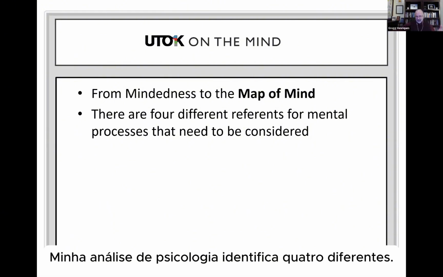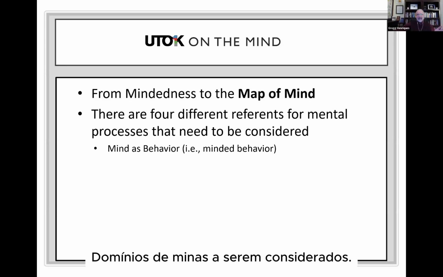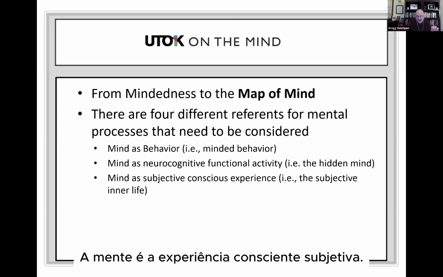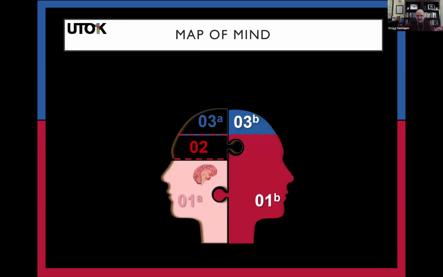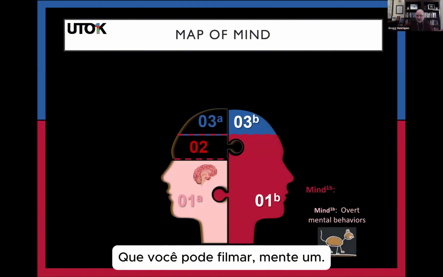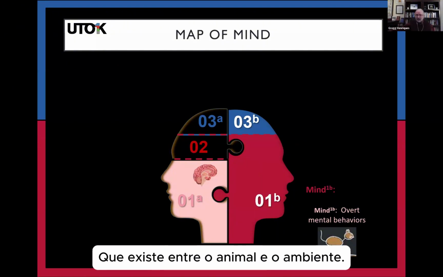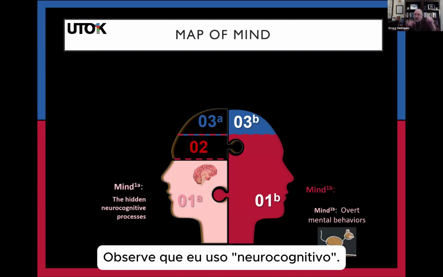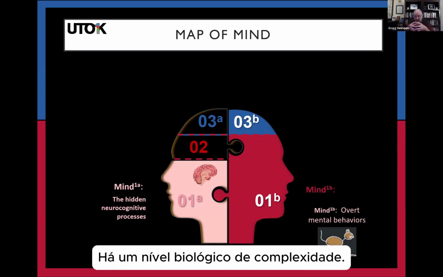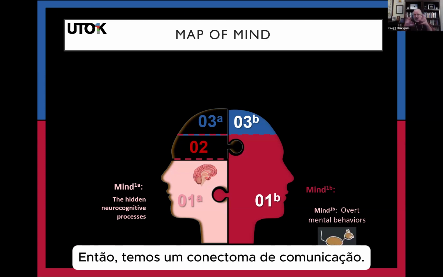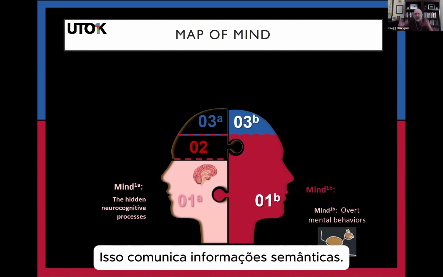My analysis of psychology identifies 4 different domains of mindedness that have to be considered. Mind is behavior, mind is neurocognitive functional activity, mind is subjective conscious experience, and mind is self-conscious reasoning. Here's the map. Outside overt behavior, which you can film, mind 1B, mindedness in the world from the outside that exists between the animal and the environment. There's the hidden neurocognitive structure. Notice I say neurocognitive. There's a brain in there. There's a biological level of complexification. We can zoom in just neuroscience down into neurons themselves, but then there's a communication connectome that's communicating semantic information. That communication connectome is neurocognitive activity of mind 1A.